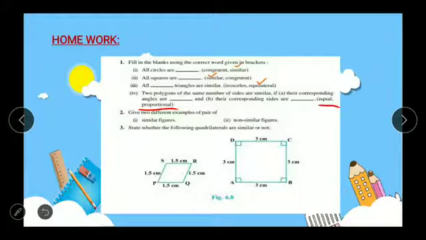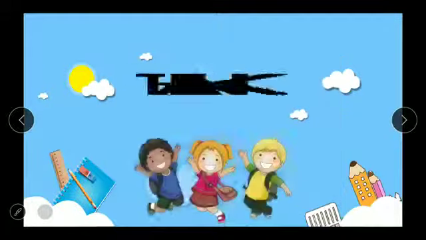Now question number 3, state whether the following quadrilaterals are similar or not. This question you will do yourself, students. You can compare the sides and angles and tell whether they are similar or not. Students, I think the similarity concept is now clear to you. You are ready for doing the other theorems of this chapter. Thank you, students. Have a nice day.